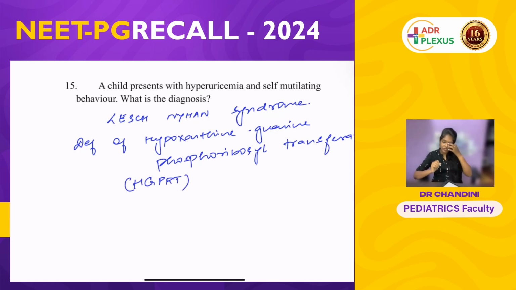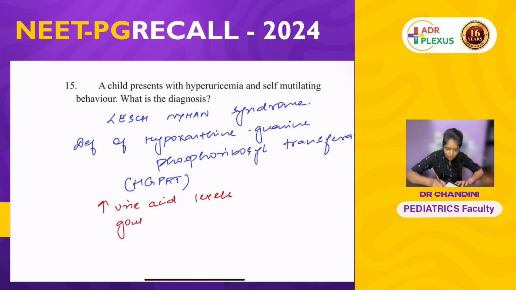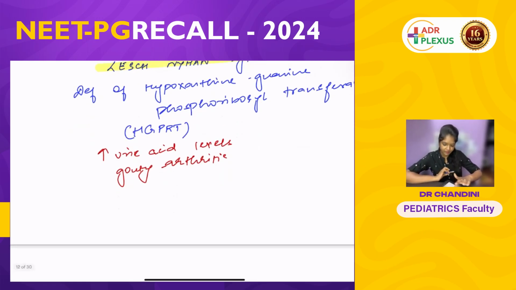So what happens due to this deficiency? These children present with increased uric acid levels. They can present with features suggestive of acute gouty arthritis, and they will have self-mutilating behavior like biting nails, hand biting, head banging and all. So the answer is Lesch-Nyhan syndrome, which is due to HGPRT deficiency.